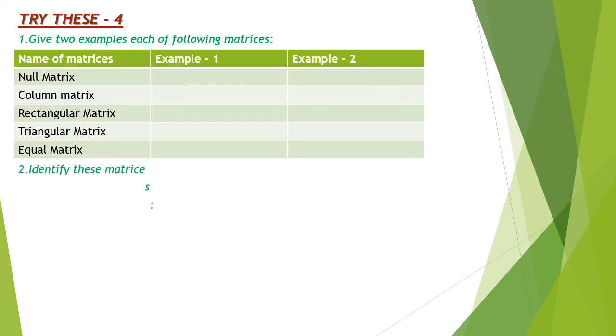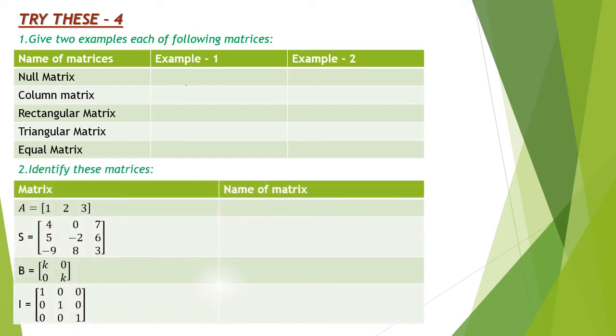Second question, identify the matrix. You can see A. A is a row matrix. There is only one row. And S is a square matrix. K is a scalar. B is a scalar matrix. I is the identity matrix of order 3 cross 3. So you can pause the video. You can do your work. And we can move to another example.